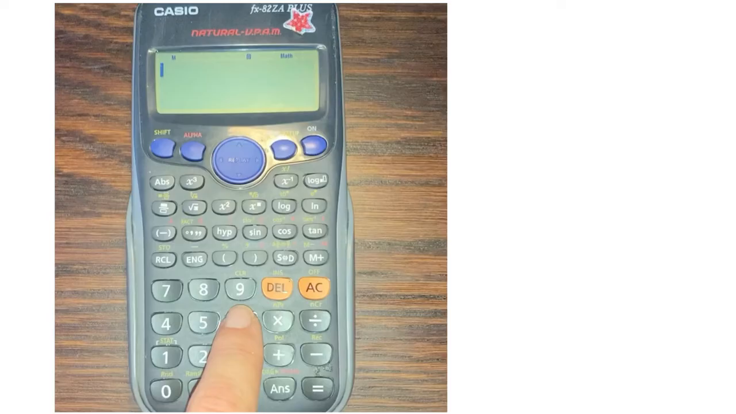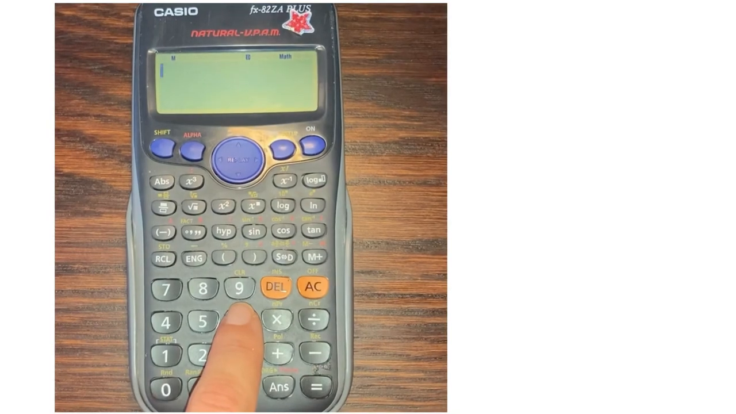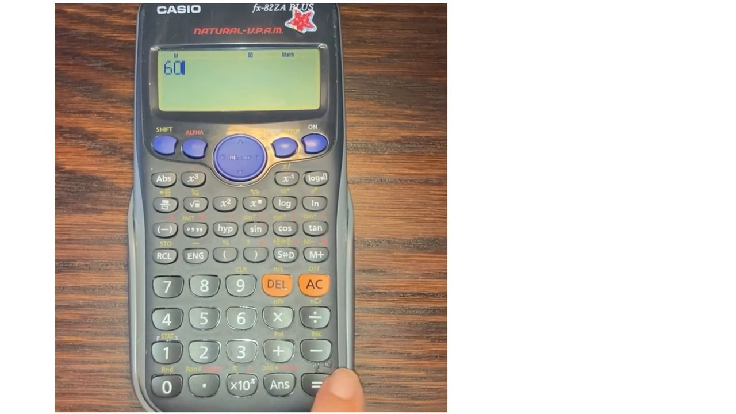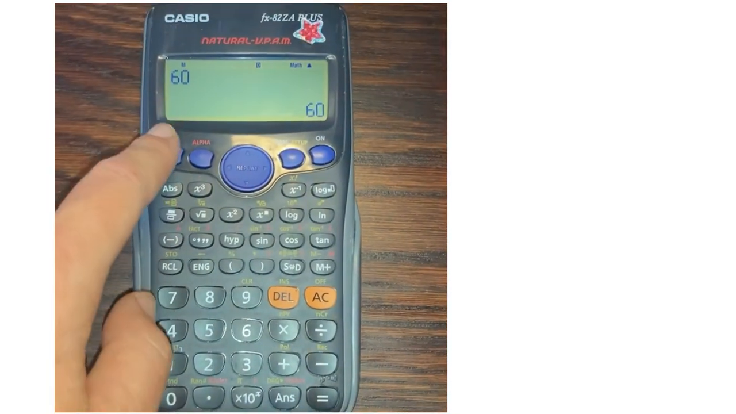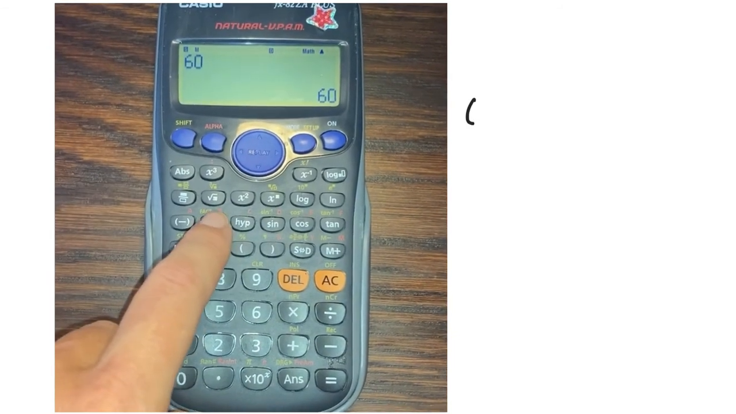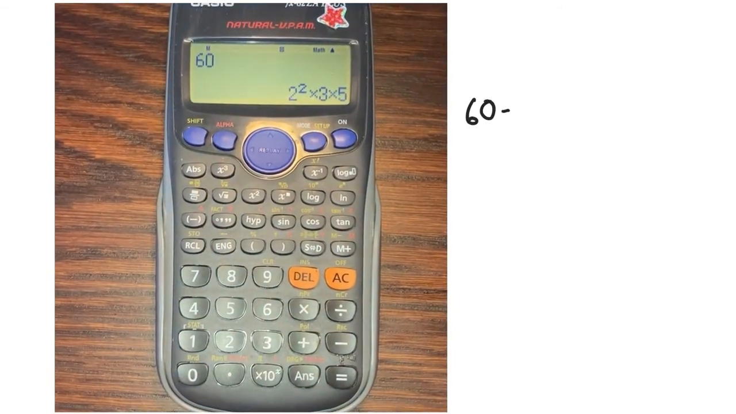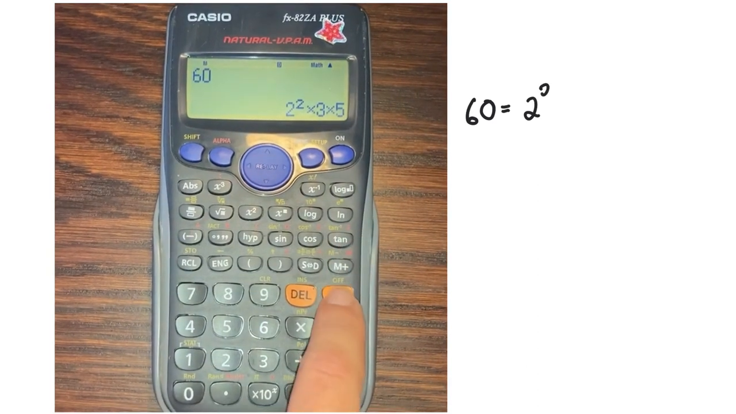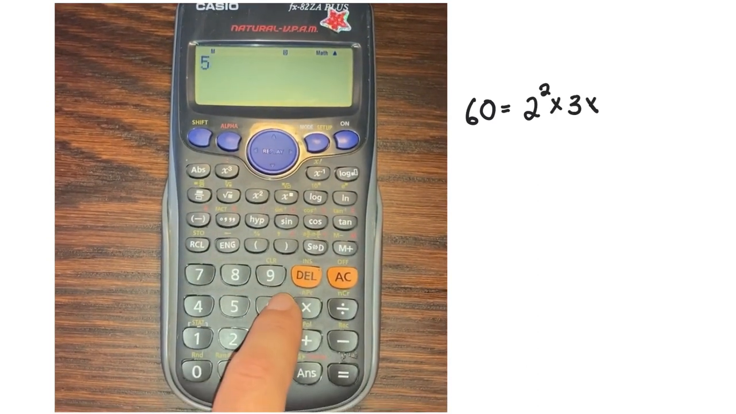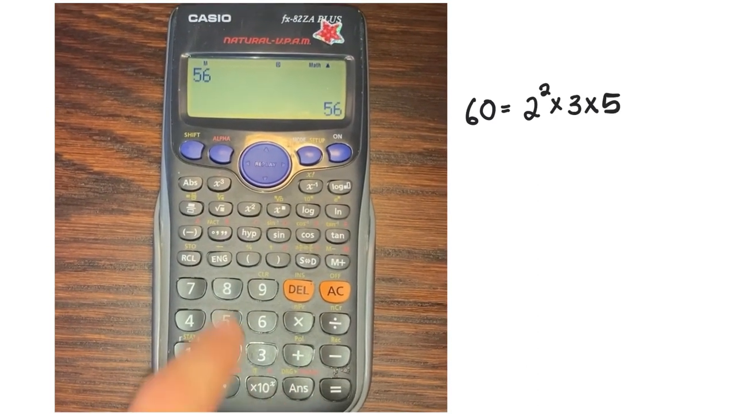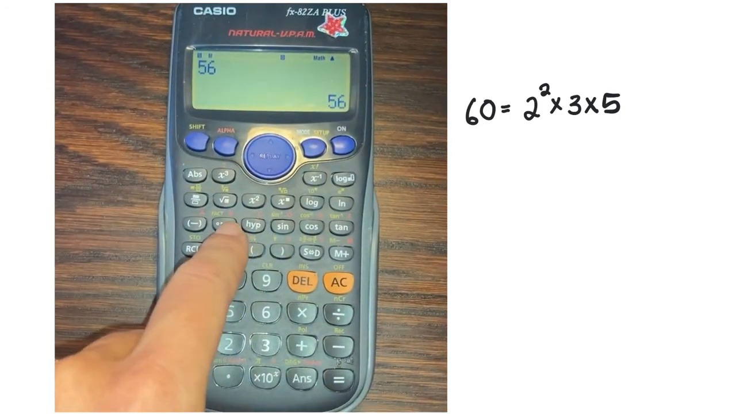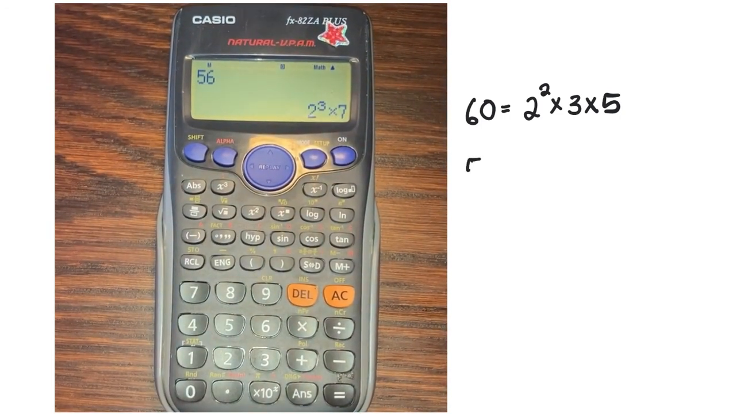On the calculator, we're going to punch in the following. Starting with our example of 60, we're going to say 60 equals, then press the shift and fact button. That gives us 2 squared times 3 times 5. Doing the same with 56, pressing the shift and fact button, we are going to get 2 cubed times 7, which is exactly what we got when we did this manually.